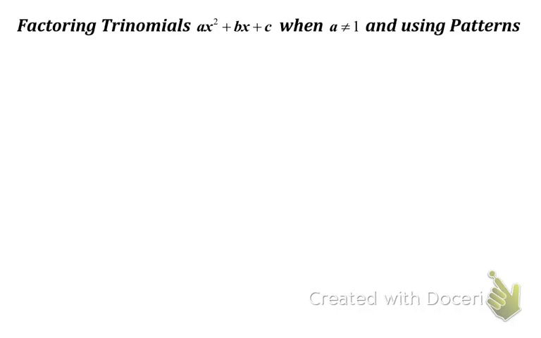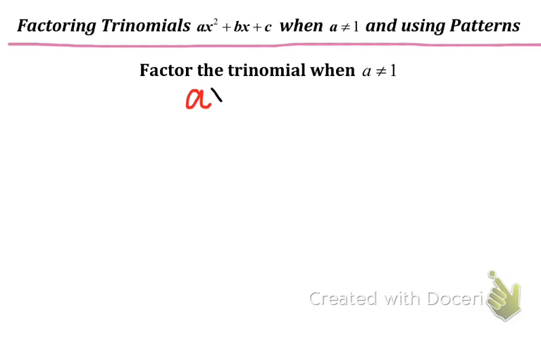Hello, today we are going to factor trinomials when a is not equal to 1 and also using patterns. So before we begin, let's just remind ourselves of the general form of a quadratic. So we have ax squared plus bx plus c. A is always the number that is the coefficient in front of the x squared term. B is the coefficient in front of x, the x term, and c is the constant.